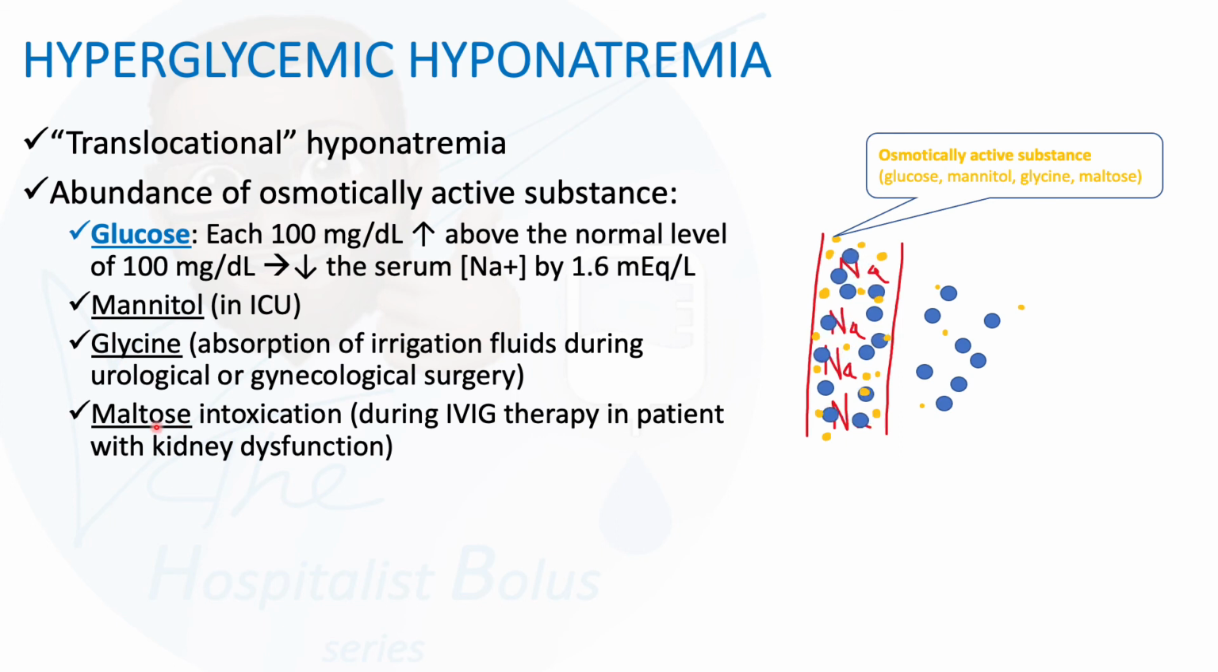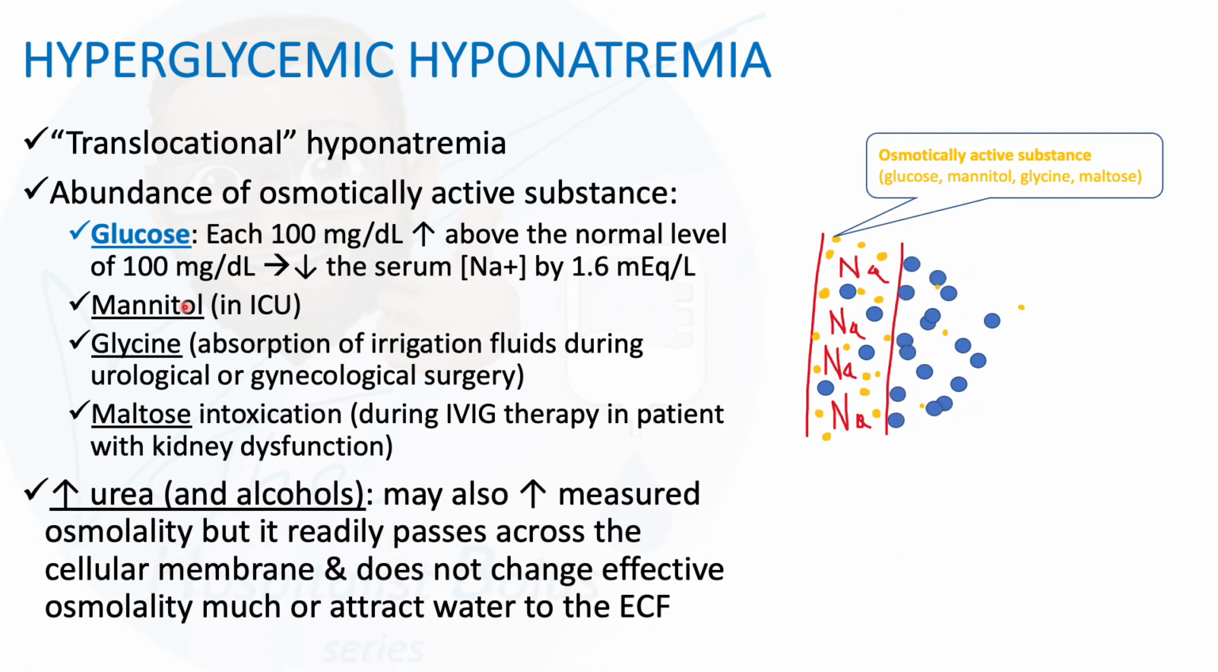Use of maltose and maltose intoxication: if the patient had IVIG therapy, especially if there are multiple therapies and they have kidney dysfunction, that might lead to accumulation of maltose, and maltose can be osmotically active and can lead to hyperosmolar hyponatremia.